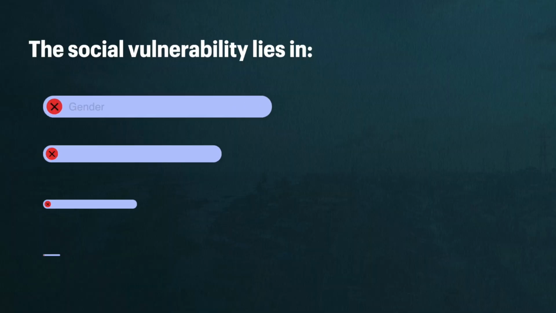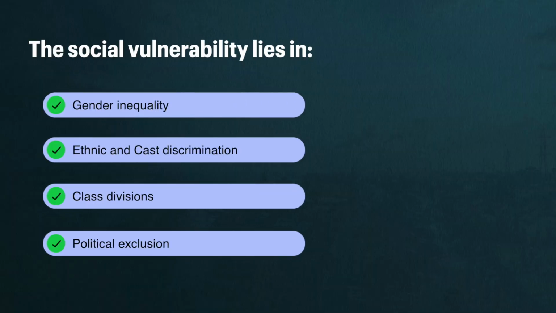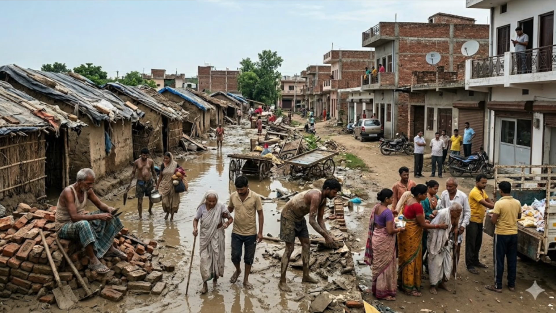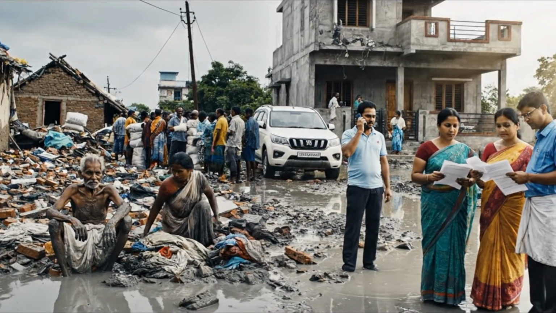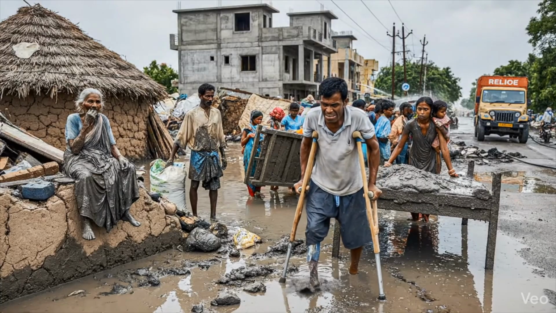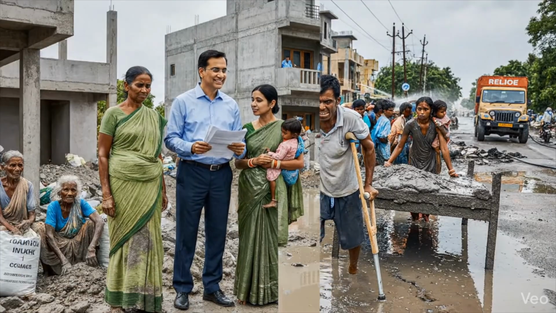So now let me explain to you the concept of sensitivity and social inequality. Social vulnerability lies in gender inequality, ethnic and caste discrimination, class division, and political exclusion. Disasters tend to amplify the already existing inequalities, and they leave vulnerable groups even more vulnerable after the occurrence of a disaster.